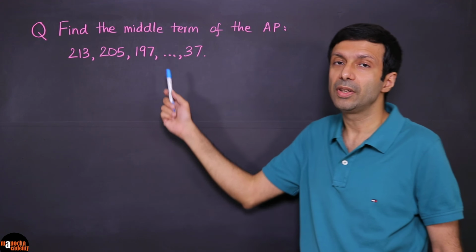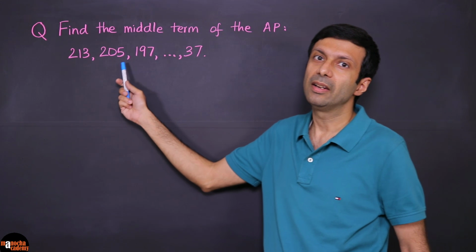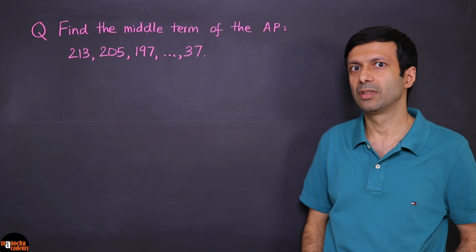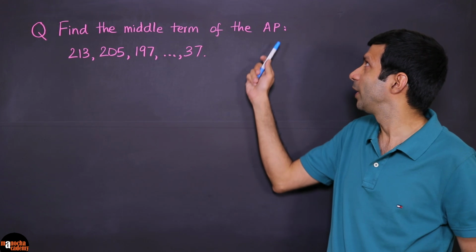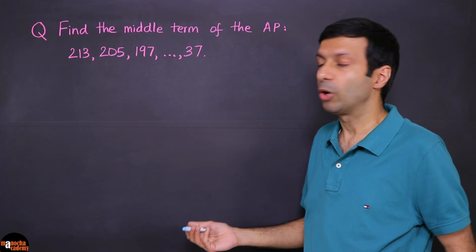Now if it's not given that it's an AP, then you first need to prove that it's an AP by checking that the difference is constant between the terms. So we don't need to do that, right? We can assume that it's an AP because it's been given. So what do we know about this AP?